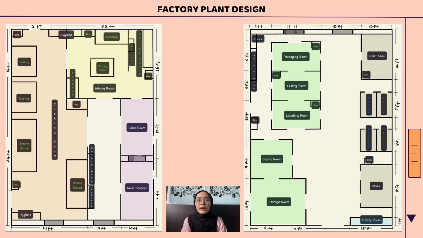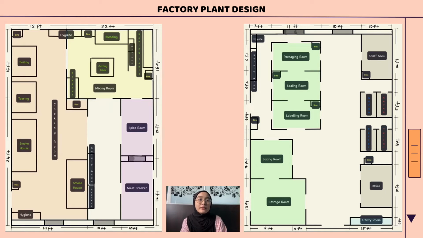So this is our plan. The picture on the left side is the pre-cooking area and the right one is the post-cooking area. If you can see here, we already put some color for each room or area according to the color scheme in the previous slide for you to easily understand.